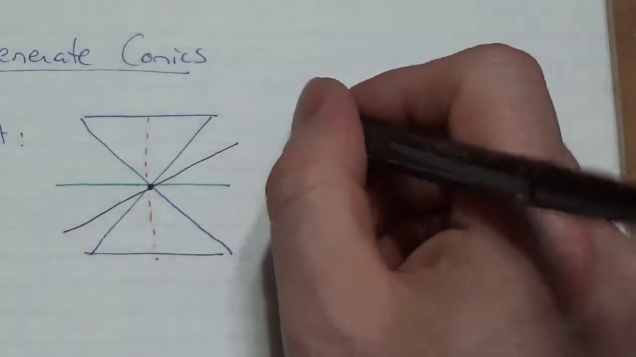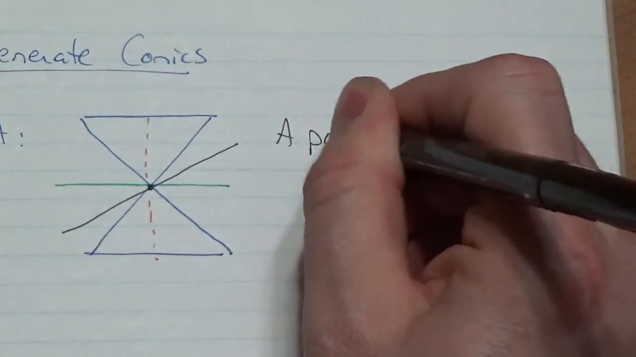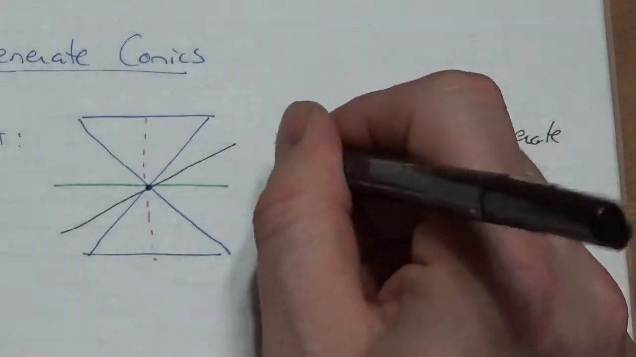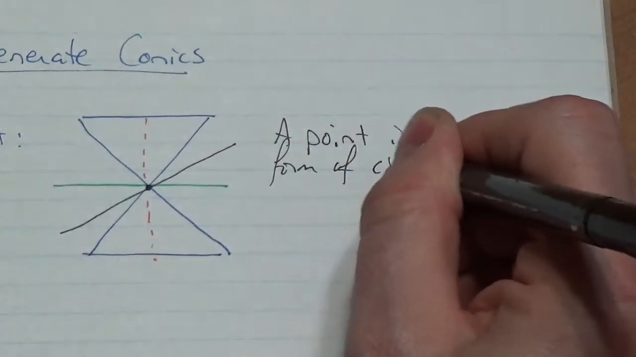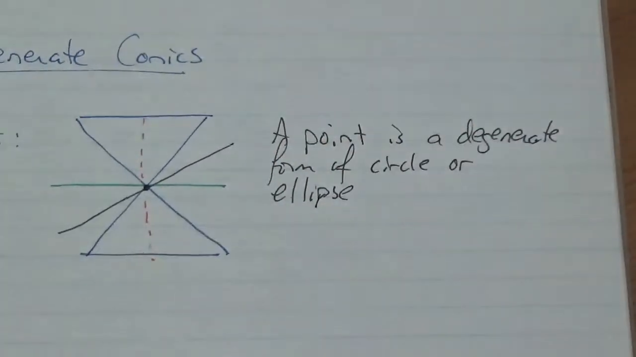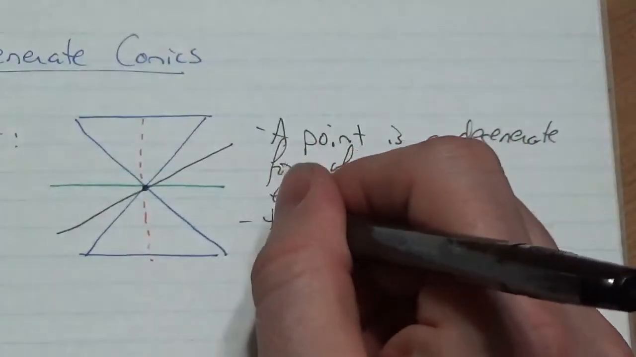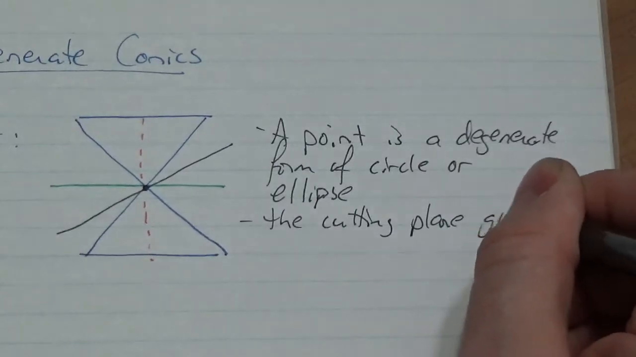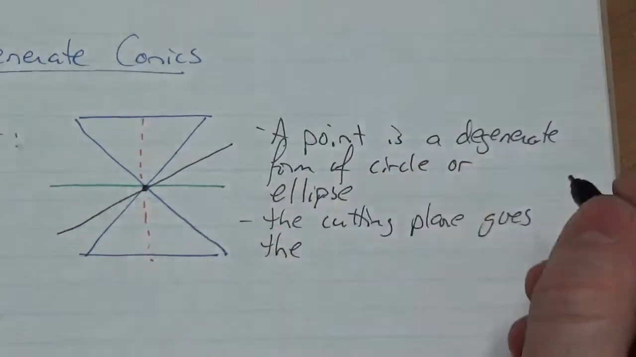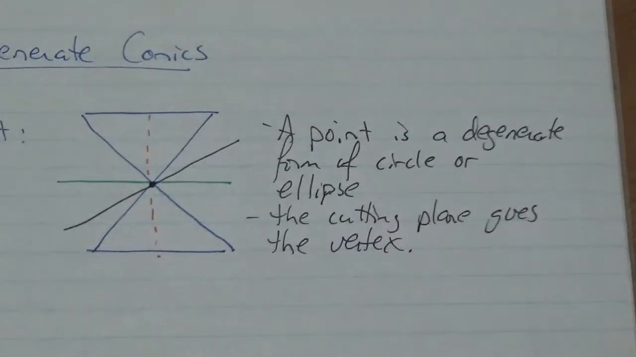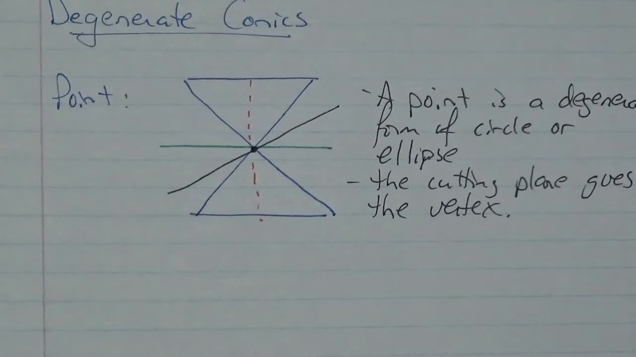So a point is a degenerate form of circle or ellipse. And we get it when the cutting plane goes through the origin. I keep saying the origin. I mean to say the vertex. Okay, sorry, that's just from teaching that I did today. Did a lot of talking with the origin. Okay, so that's one form of degenerate.